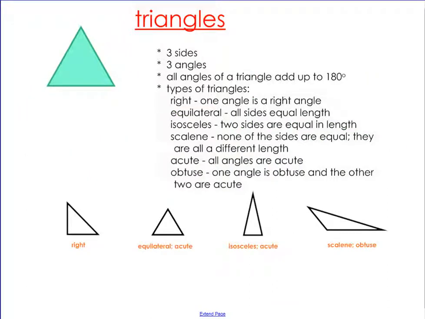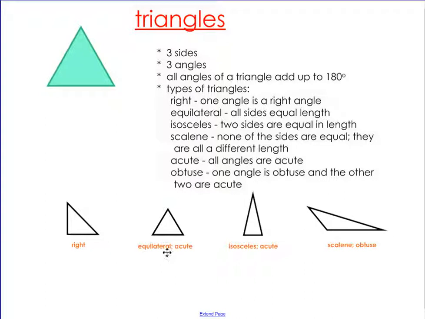Now let's talk about the characteristics of two-dimensional shapes. The first we have here are triangles. Triangles have 3 sides, 3 angles. All of the angles of a triangle add up to 180 degrees. There are several types of triangles. There is a right triangle, which has one angle that is a right angle.